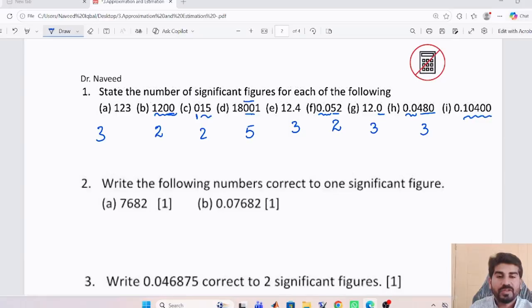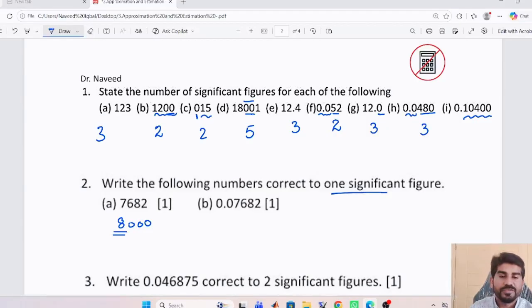Question number 2 is: write the following number correct to one significant figure. So here you can see 7,682. When we approximate to the nearest 1,000, there will be 8,000, and in this value you can see there will be only 1 significant figure. All these zeros will be non-significant.